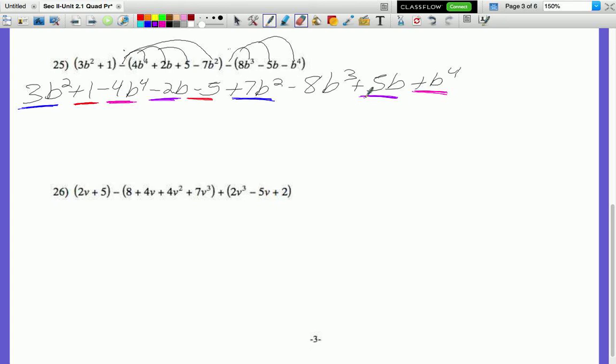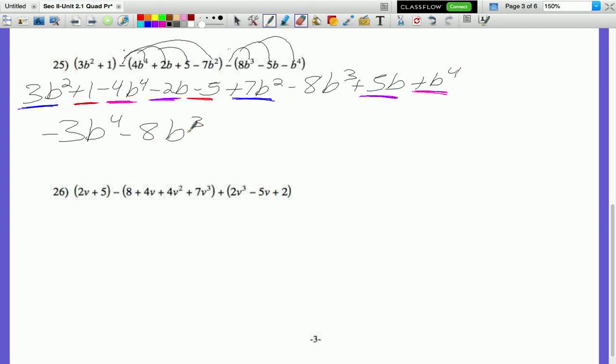Now, you got to remember, the variable with the highest exponent's got to come first. So we're going to start with the 4s. The 4s are the highest. -4b to the fourth plus a positive b to the fourth is -3b to the fourth. Next, we take the third. The third will come back down, bring its operation, so -8b to the third.